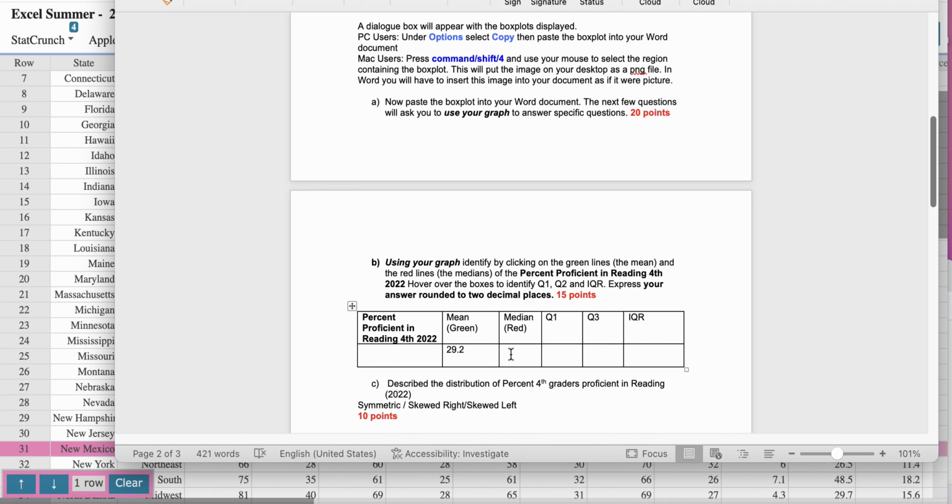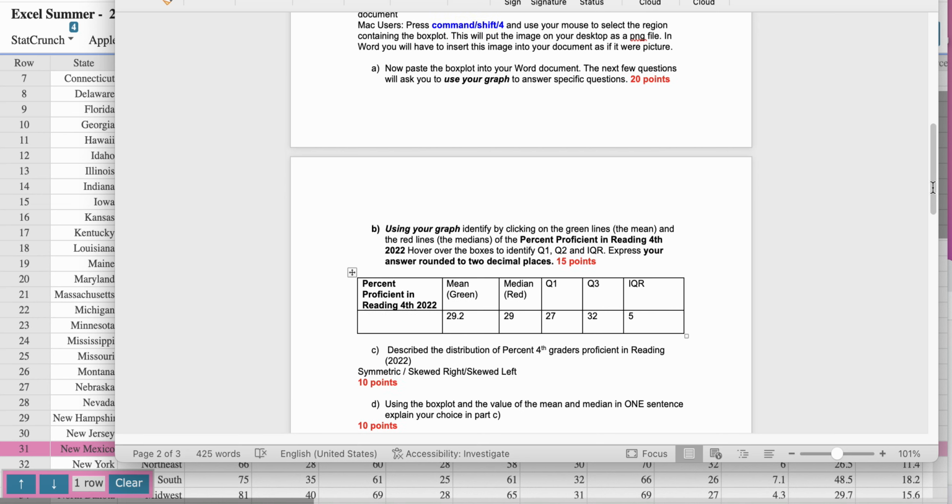So you do have, as you can see, you have to fill in the data. All of this came from the box plot. All of this data came right from the box plot. Q3 was 32, and the IQR was 5. So you can see those were important figures to pick up.